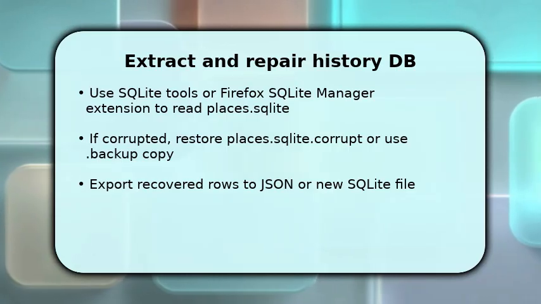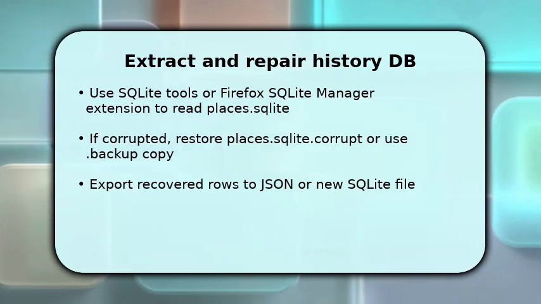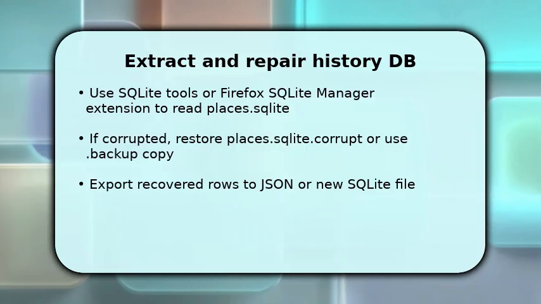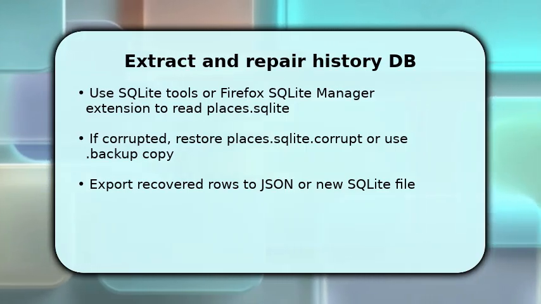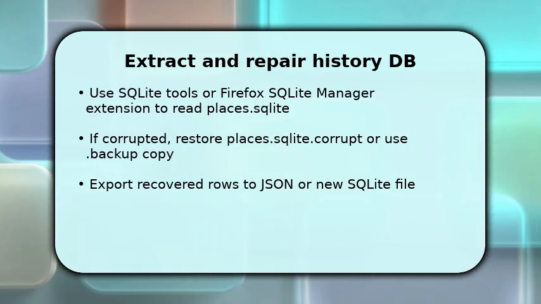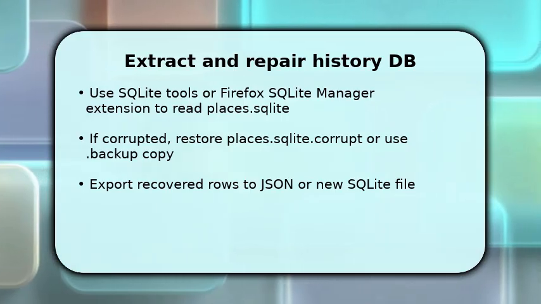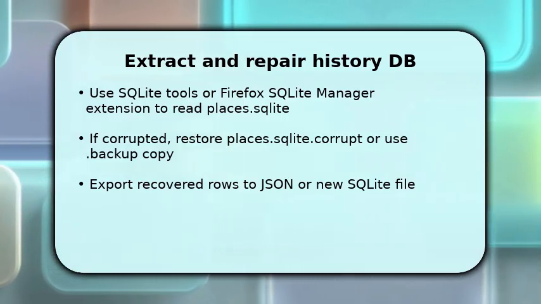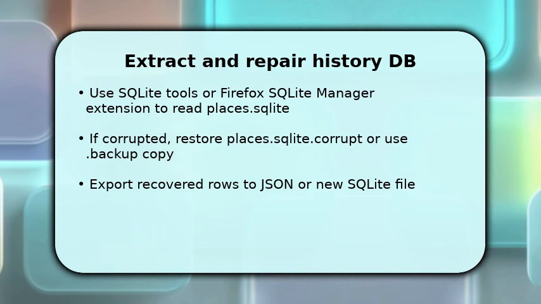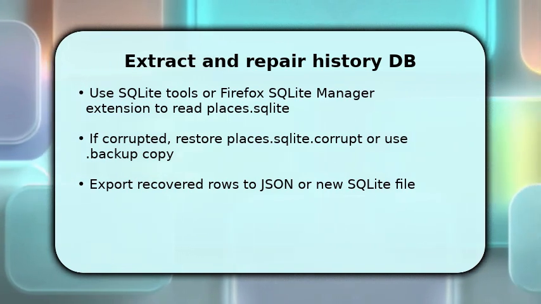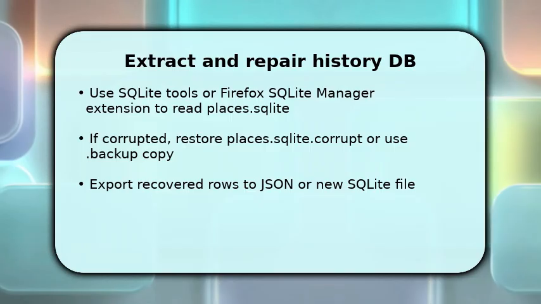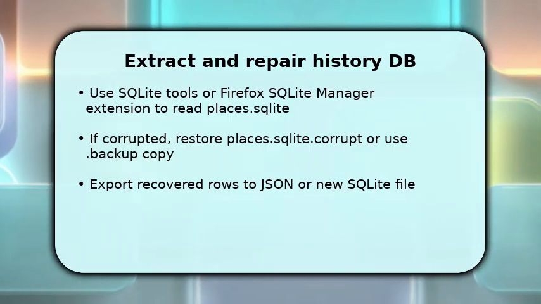If the file is corrupted, replace places.sqlite with a backup or uncorrupted copy from the profile, or try recovering tables with sqlite3. Dump and recreate the DB. Once you have a clean export, import it into a fresh places.sqlite in a test profile to verify results before overwriting your live profile.